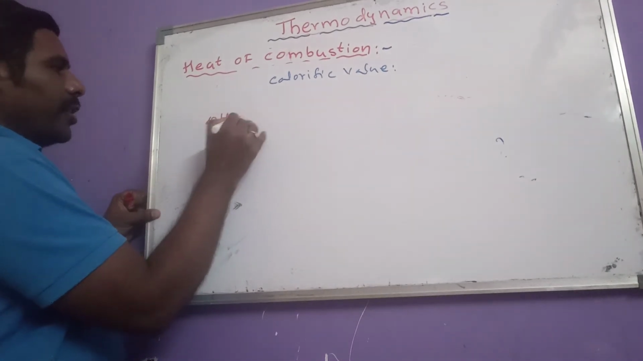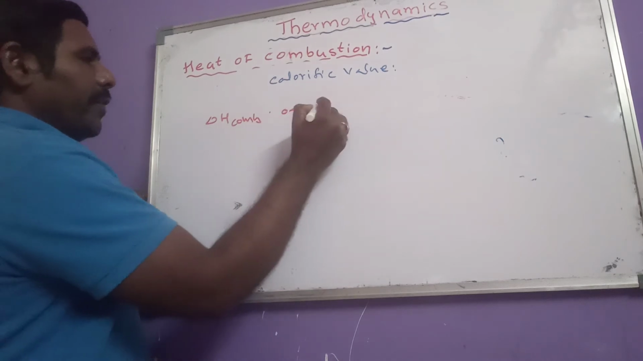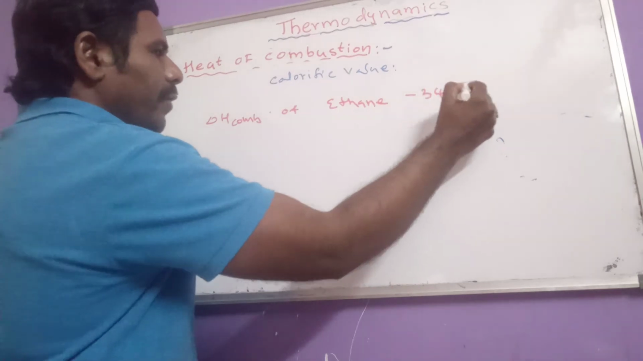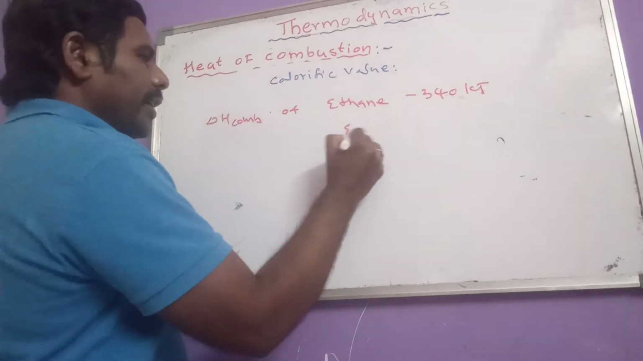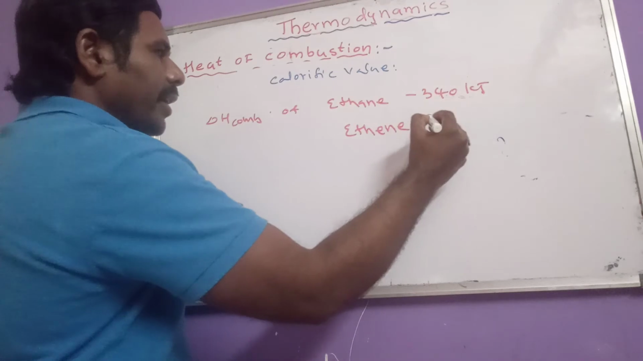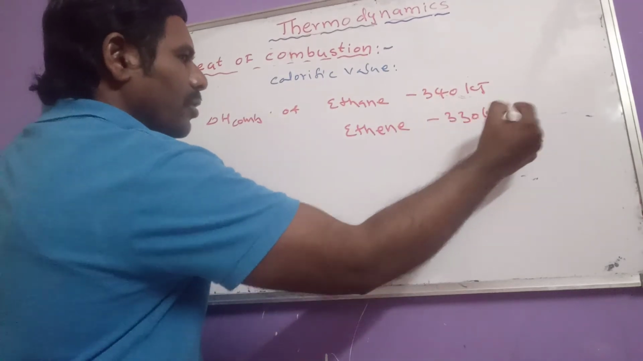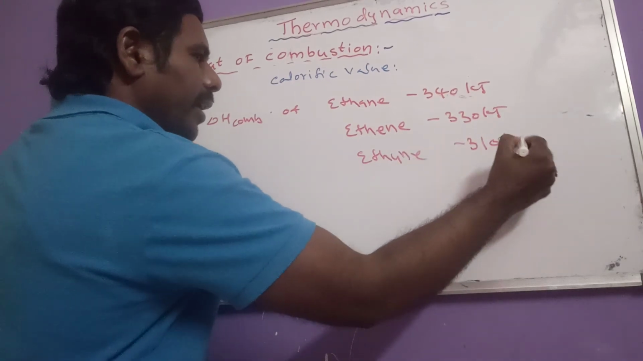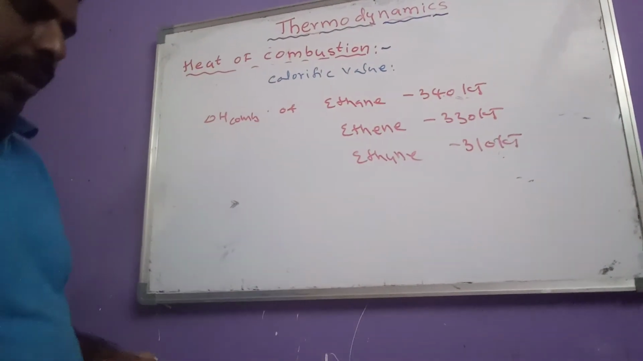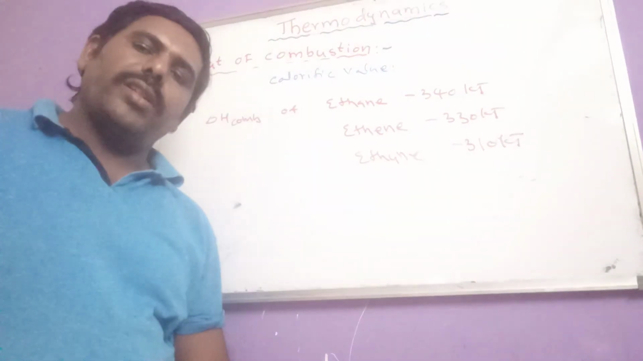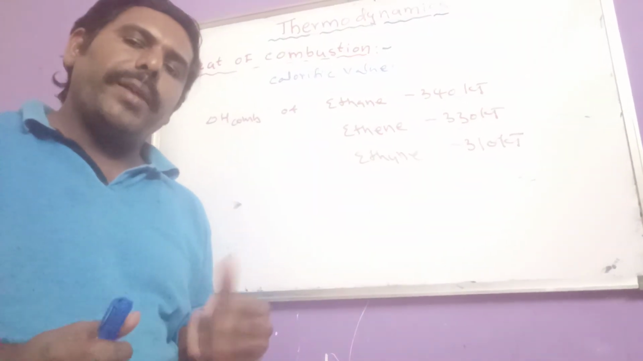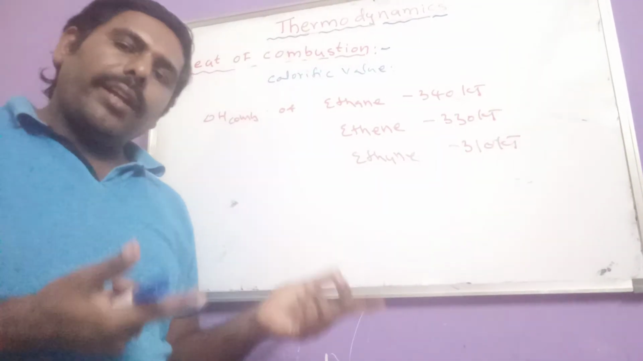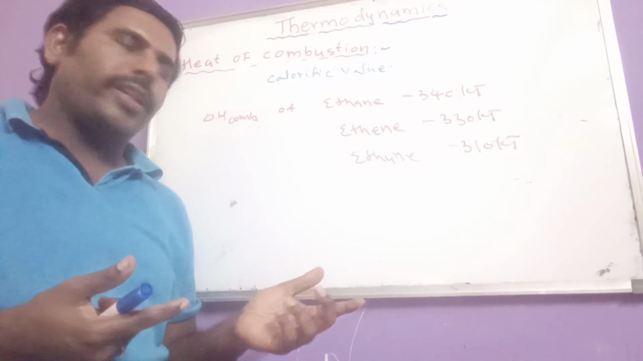Now, related to that, one question here. The heat of combustion of ethane is minus 340 kilojoules, ethene is minus 330 kilojoules, and ethyne is minus 310 kilojoules. Now, which is the best fuel? That is the question here. To find the best fuel we have to determine their calorific values. To determine calorific values, what do we have to do here?